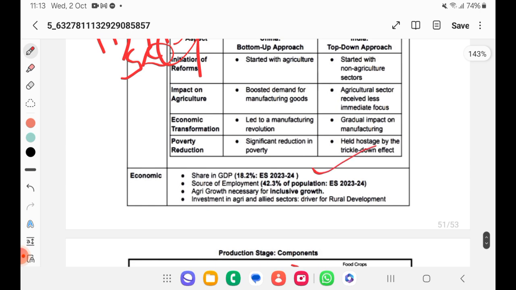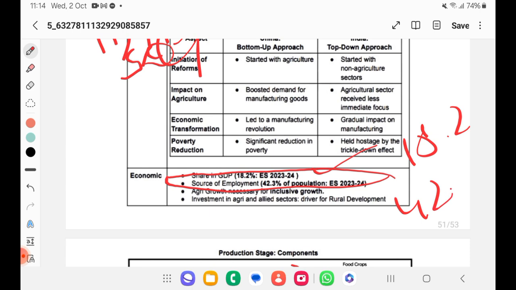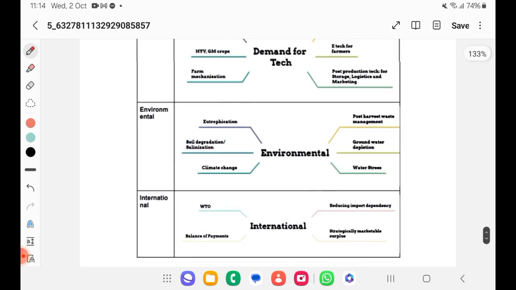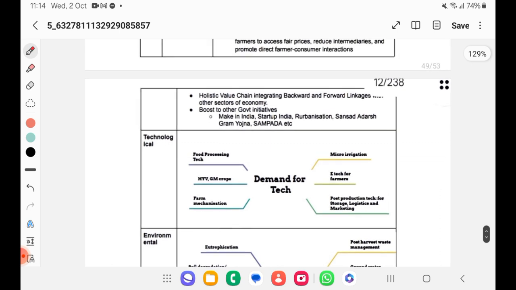Economic: the share of GDP is 18.2% according to the economic survey. Then source of employment, 42%. Then agri growth is necessary for inclusive growth also. So this is what we understood in terms of agriculture on the economic aspect. Then we have mentioned certain schemes: Make in India, Startup India, urbanization, Sansad Adarsh Gramin Yojana, Sampada, etc.